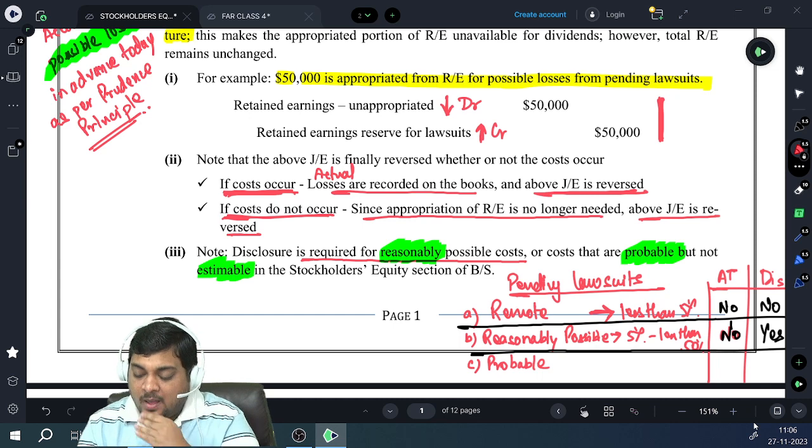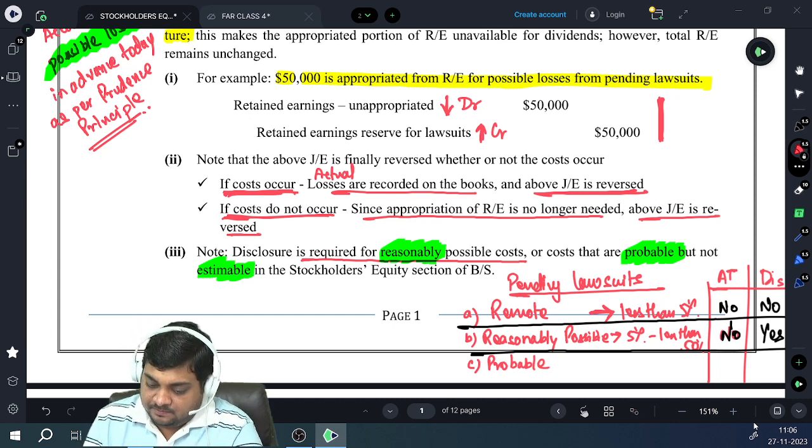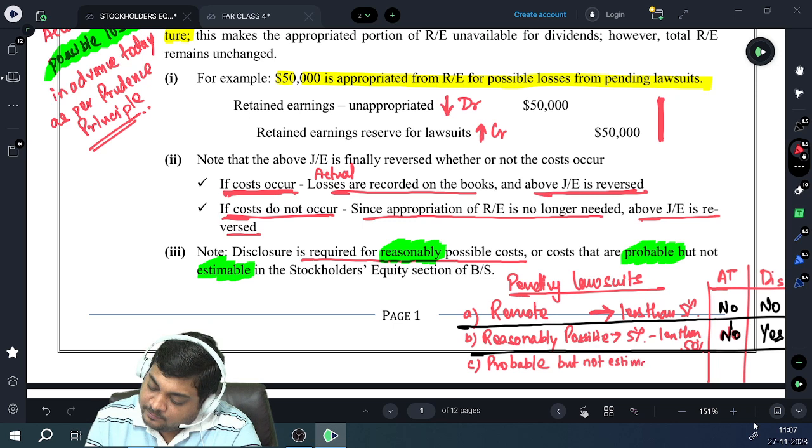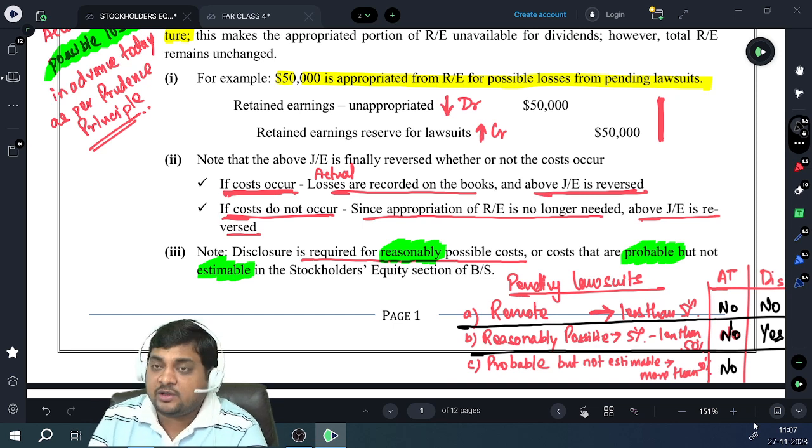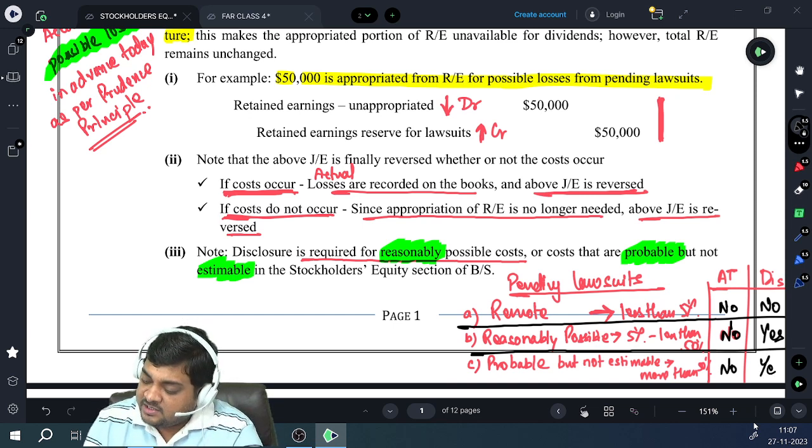Probable but not estimable. This is more than 50%. Since the amount cannot be estimated, you cannot create a provision, but disclosure is required.